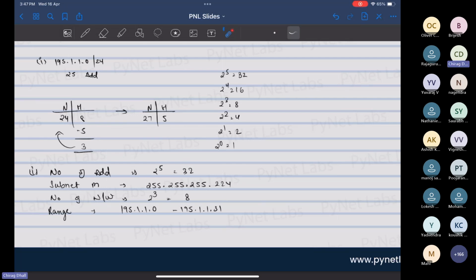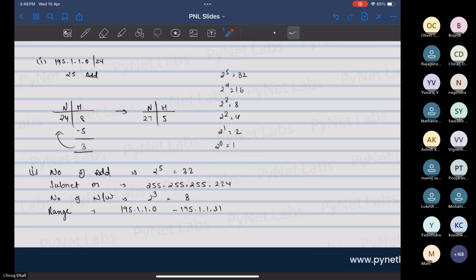Number of networks tells you how many parts can be created. That's going to be 2 raised to the power borrowed bits, which is 3. 2 raised to the power 3 gives me 8 as the outcome. 8 means that there can be 8 subnets if I break down the bigger network into parts of 32 addresses.